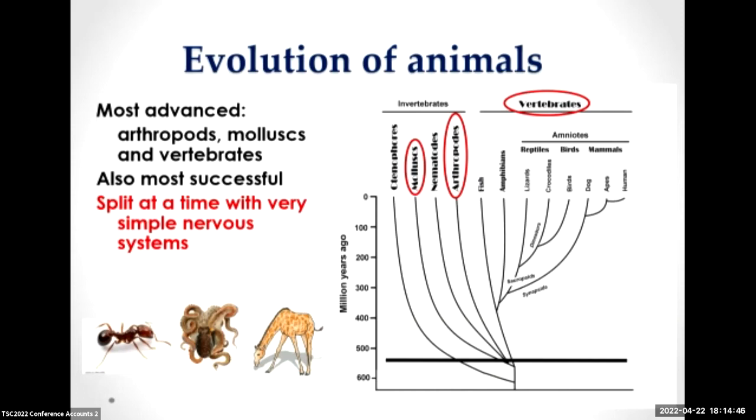While looking at the different types of animals present today on Earth, just 3 of the some 44 different phyla, or groups of animals, have advanced nervous systems. That's the arthropods, such as the ant, and the mollusks, here with an octopus, and then of course the vertebrates.